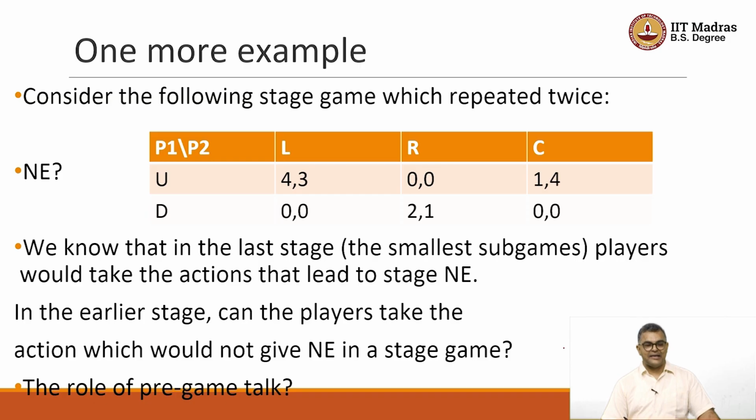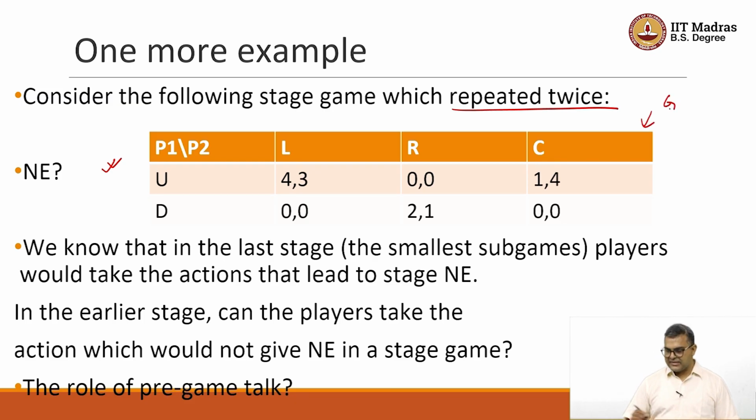We are taking another example. Here is another example which is different from the prisoner's dilemma, and this game gets repeated twice. So here is the stage game G, and this gets repeated two times. Let us see what happens in this game.